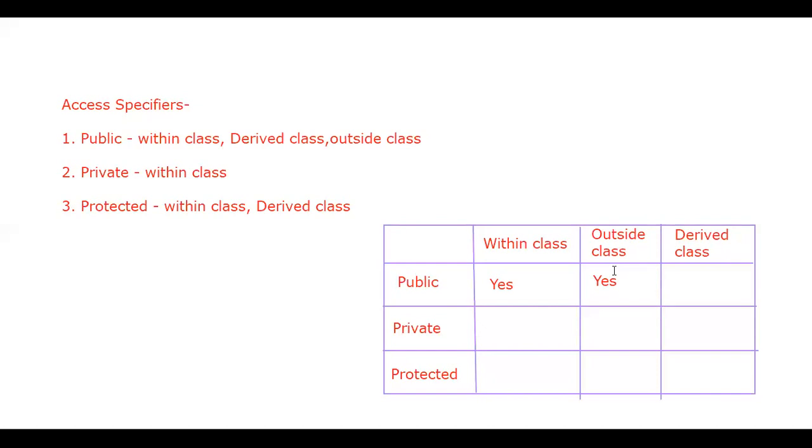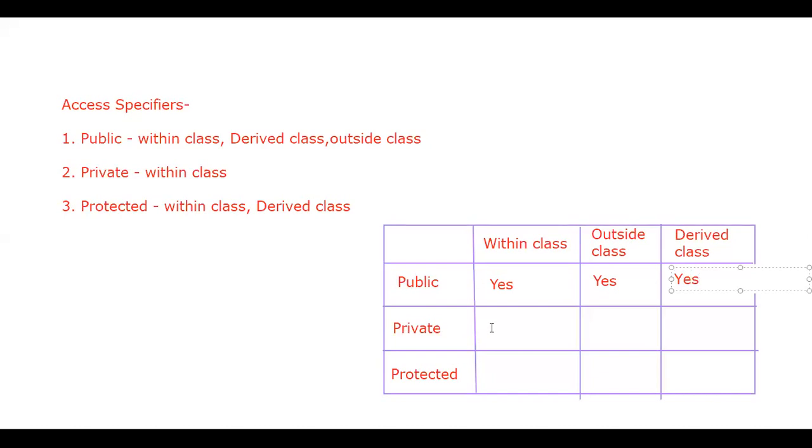For the public access specifier, whatever data is available inside the public is available outside of the class. Any example? For example, inside one class ABC, we are defining multiple methods inside the public scope, and inside main we are directly accessing all these methods with the help of the object, or we are accessing member variables. So this is the example with respect to outside of the class. And with respect to the derived class, yes, it is available.